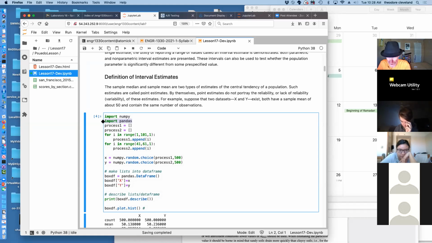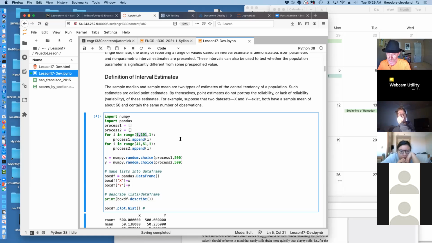I'm importing NumPy and pandas. I'm going to create an empty list called process 1, another empty list called process 2. In the list of process 1, I am going to put the numbers 1 to 100. In the list named process 2, I'm going to put in the numbers 41 to 61. So the variable process 1 and the variable process 2 contain different things.